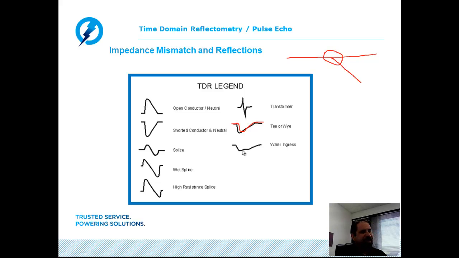Water ingress typically shows as negative reflections because, remember, water is going to change the capacitive property and decrease the insulation resistance, but they're going to be very random. We're not going to have evenly dispersed water throughout the dielectric, so they're going to be random negative patterns that start to materialize over time.